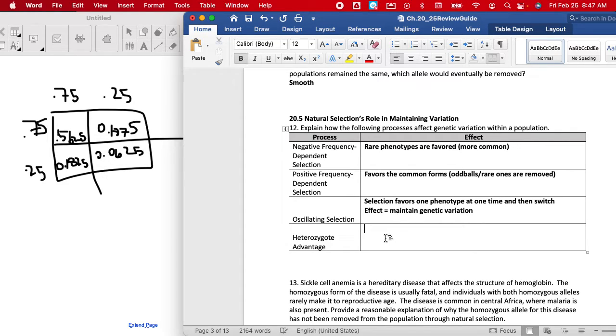And then the heterozygote advantage. What does that mean? Heterozygous alleles work together. It favors individuals with both alleles, because they're heterozygote. And it maintains both alleles in the population, just like in oscillating.